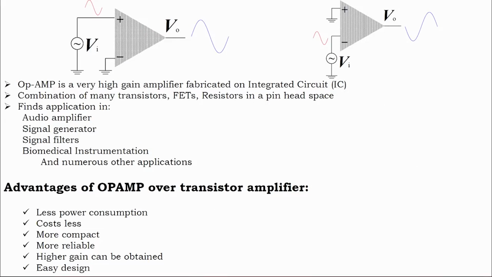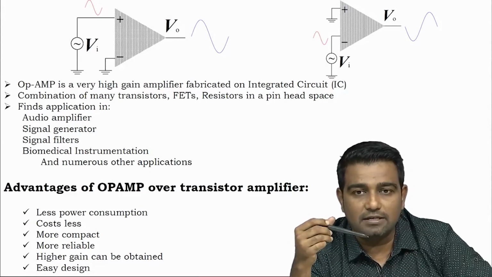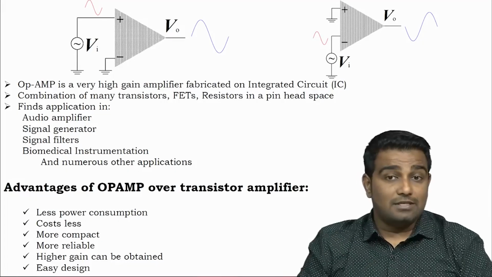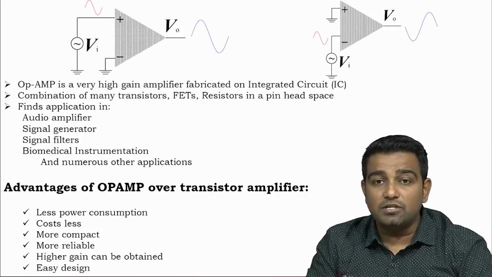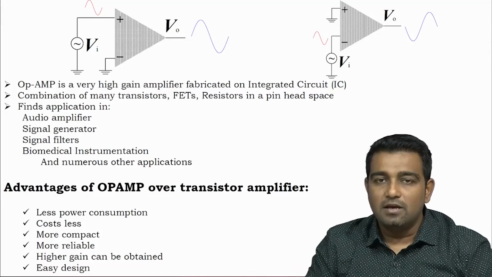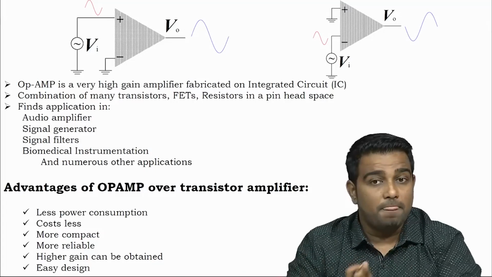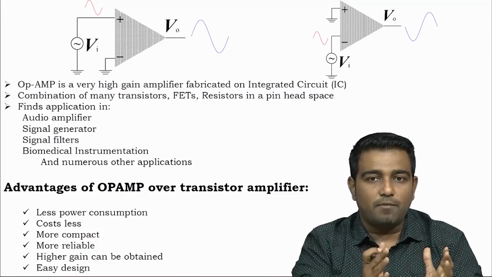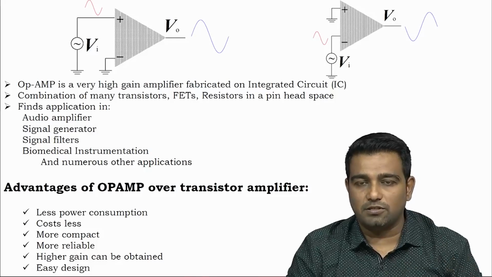Then we saw what the advantages of op amps over transistor amplifiers are. Several advantages are listed here: less power consumption, lower cost, it can be manufactured in bulk, more reliable, easy operation, and easy design. So, these are the advantages of the operational amplifier over the transistor amplifier. That is why this course is designed to use the op amp for several applications, not transistor-based amplifiers.